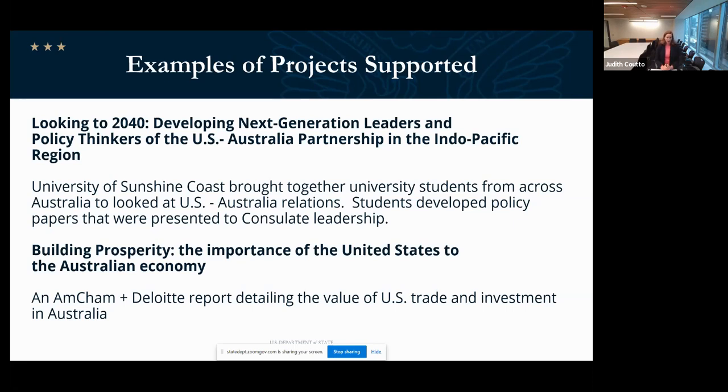Another grant we supported was a report with the American Chamber of Commerce detailing the value of US trade and investment in Australia, particularly in areas of emerging and frontier technologies.